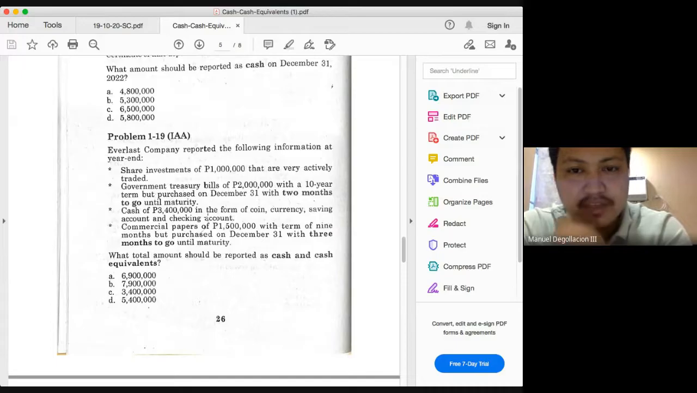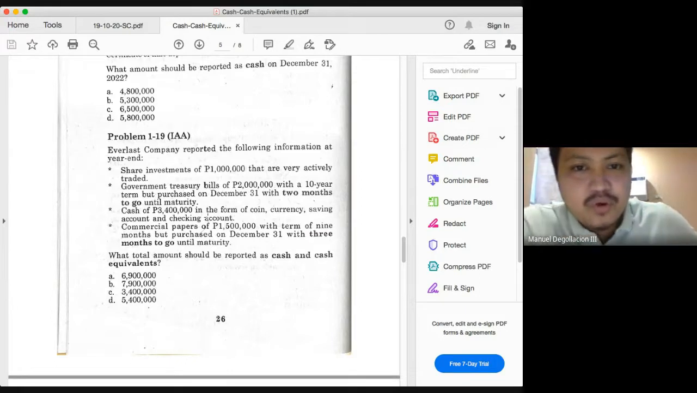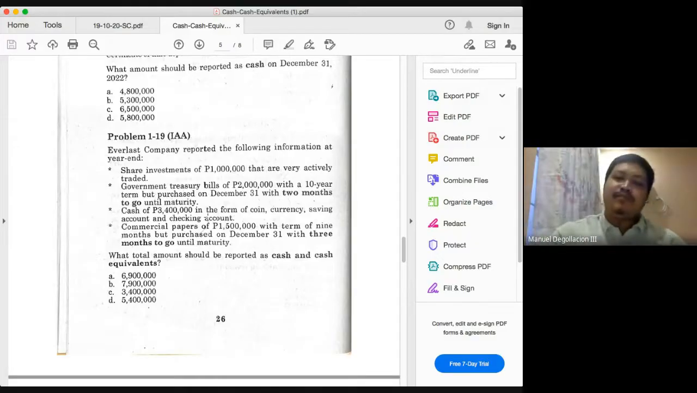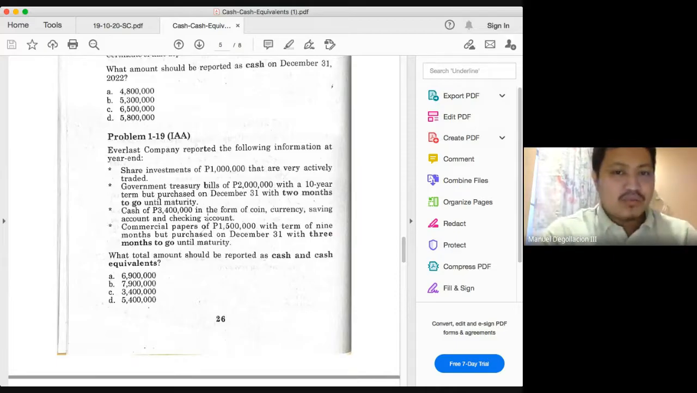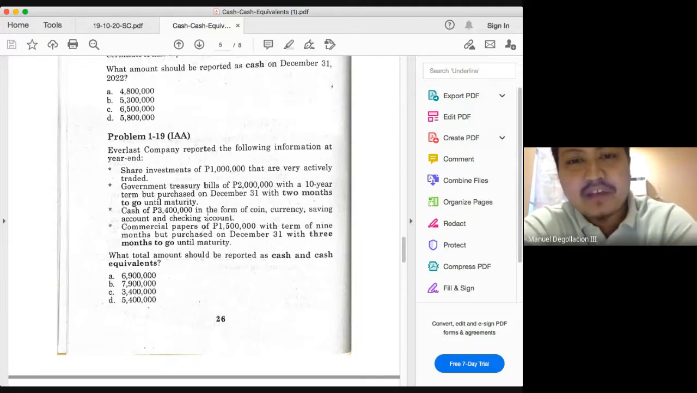Government treasury bills of 2 million with a 10-year term, but purchased on December 31 with 2 months to go until maturity. Again, we do not care about the original maturity, class, or the original term. What we are concerned with is how far away it was from its maturity when it was acquired. When it was acquired on December 31, it was just 2 months away. So definitely this will qualify as a cash equivalent.